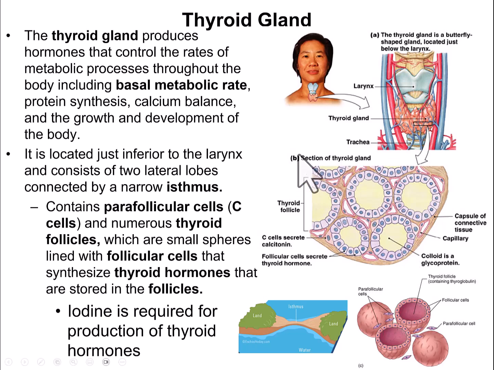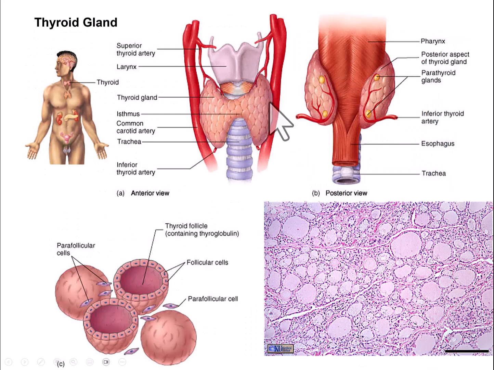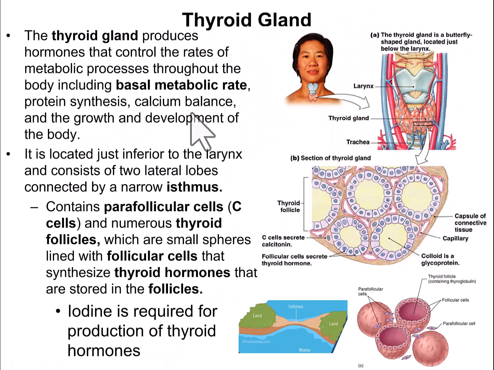As I said earlier, the thyroid gland is inferior to the larynx, and it consists of two lateral lobes connected by a narrow isthmus. And remember, this is the isthmus right here that's connecting the two lateral lobes. And if you look at what isthmus means, this just means a narrow stretch of land that connects two larger bodies with water on each side. And so the isthmus of the thyroid looks like, well, a narrow stretch of land connecting two lateral lobes of the thyroid gland, hence its name, isthmus.